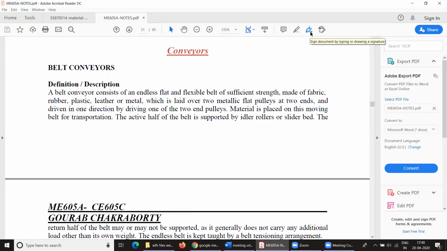So here we have already discussed the belt conveyor part, but still I am going to recapitulate it for you. And we already know that a belt conveyor consists of an endless flat and flexible belt of sufficient strength. Now there are some general characteristics of a belt conveyor. Belt conveyors operate in one vertical plane. It may be horizontal also or with an inclination plane, depending on the frictional property of the load conveyed. Please remember, depending on the frictional property of the load conveyed.